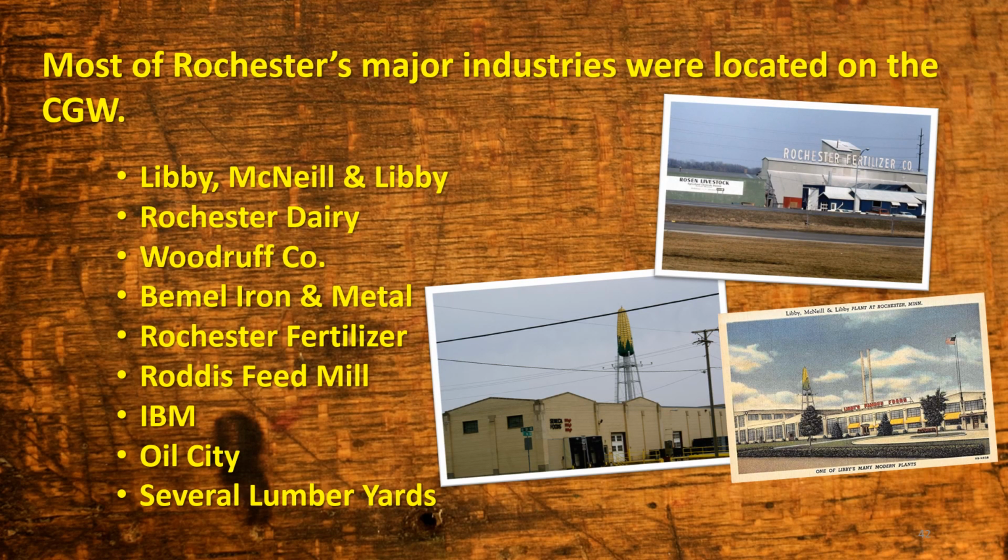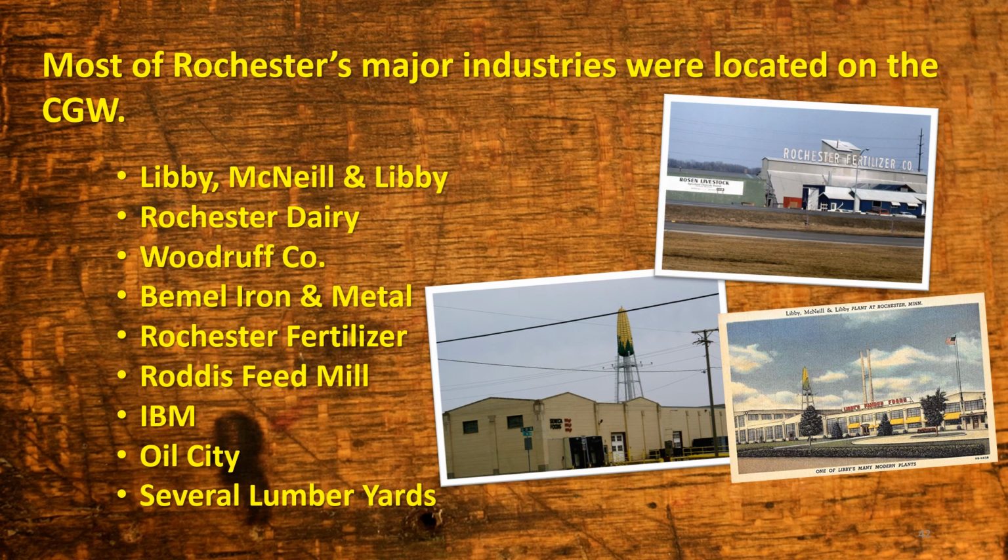Most of Rochester's major industries were located on the Great Western, like I said before. Libby McNeil and Libby, which is the cannery, with the famous Iroquois water tower. If anybody's familiar with Rochester, I'm sure you've seen that coming into town on Highway 63. Rochester Dairy, which is AMPI now, was a large customer. Woodruff Company, which was a plumbing contractor. There was a scrap yard, Bemmel Iron and Metal, Rochester Fertilizer, Rodis Feed Mill. IBM was to the north, which is not modeled on the layout.